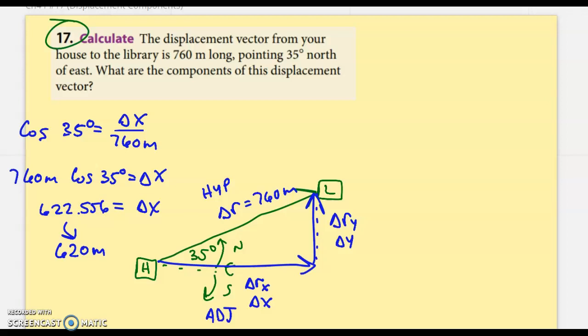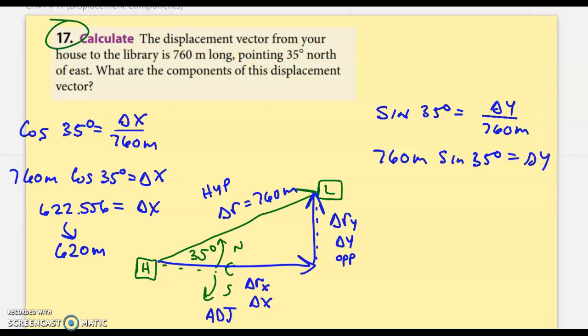Now, the delta y is the opposite side to 35, so I'm going to use sine for that. Sine of 35 degrees, delta y over 760, so 760 meters sine of 35 degrees is delta y. And from the calculator, I'm going to get 435.918. Let's round that to two significant figures, 440 meters.